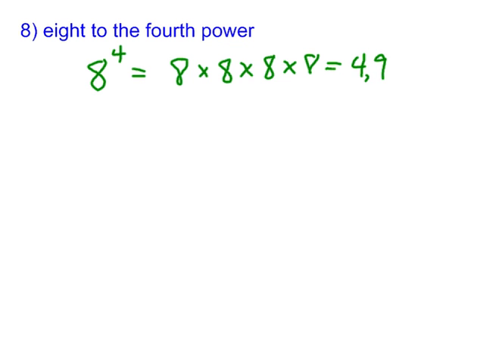Eight to the 4th power looks like this. It's equal to 8 times 8 times 8 times 8, and we'll use our calculator, and that equals 4,096.